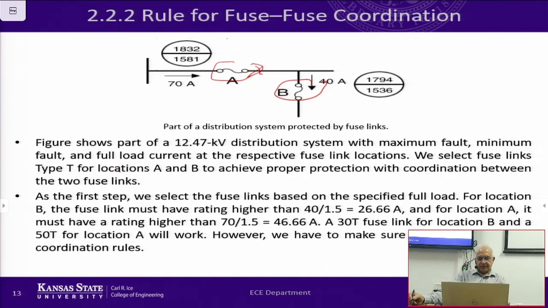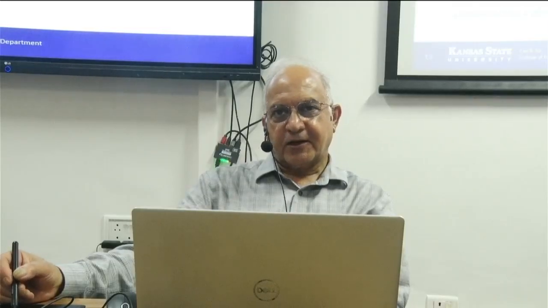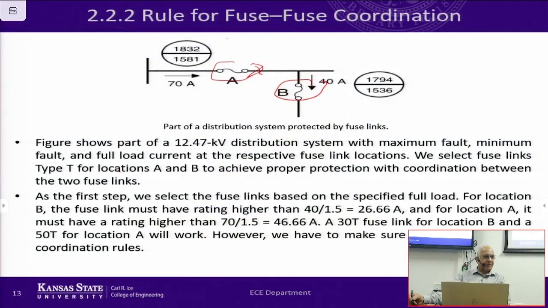Now, the reason is that we computed 26.66 and 46.66, but the fuses don't come in all kinds of ratings. They come only at a fixed value. So the next higher fuse that is available, we pick that. So 26.66, the next higher is 30. So we have to pick that. So this gives you enough allowance, because a 30T fuse will start to melt at 60 amperes, 2 times the value, and the load current is 40. So you have a 20 amp margin between your maximum full load current and the point at which the fuse is going to melt.